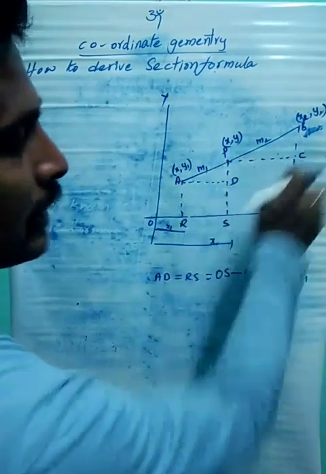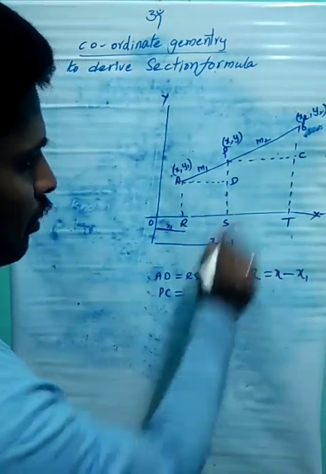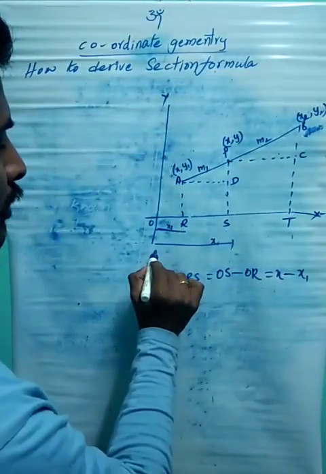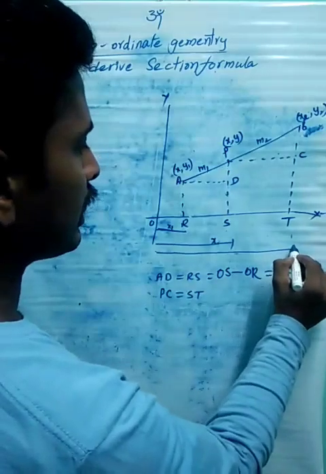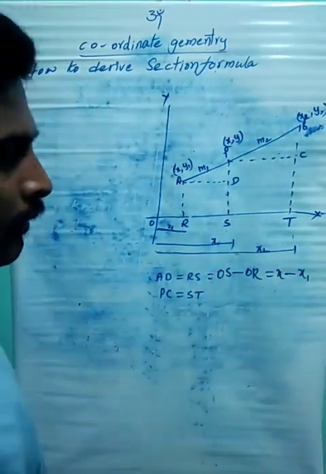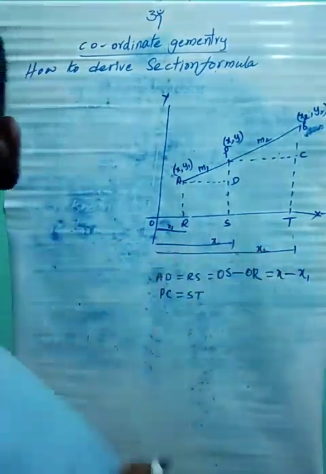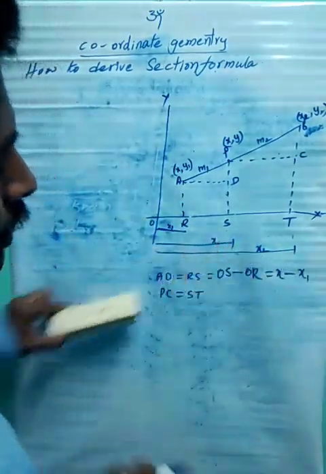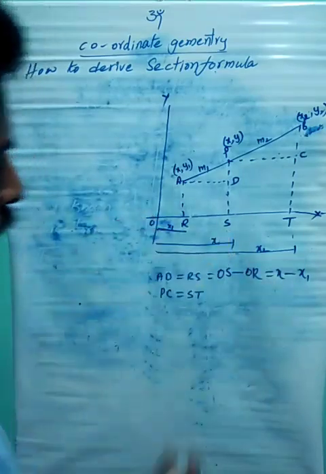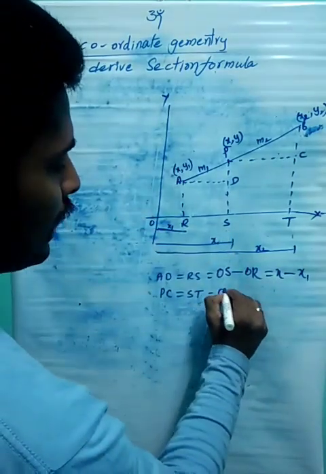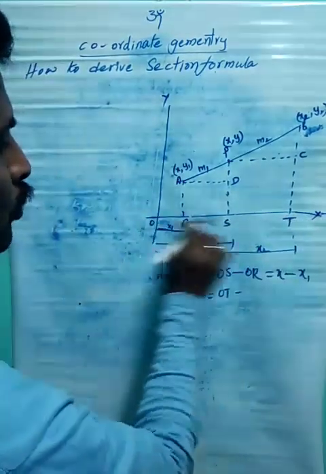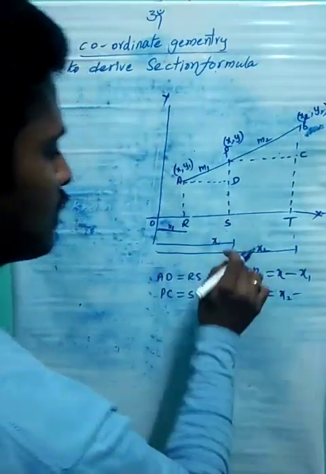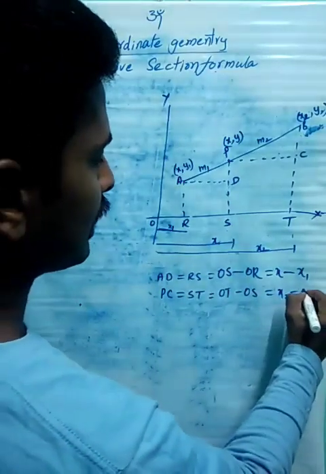Now we want to find the PC value. PC is equal to ST, since it is perpendicular. How to find the ST value? ST is equal to OT minus OS. OT value is x2 and OS value is x. So ST is x2 minus x.